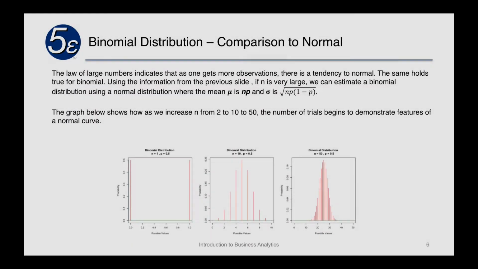The reason this is important is because, as we have the law of large numbers, as we get more and more observations, there's a tendency toward normal. And the same holds true for the binomial. And so we have three charts here to show that. The first chart to the left shows the probability of just two outcomes. N equals 1, number of coin flips, probability of success 0.5. And so we end up seeing the probability of failure and the probability of success being 0.5.